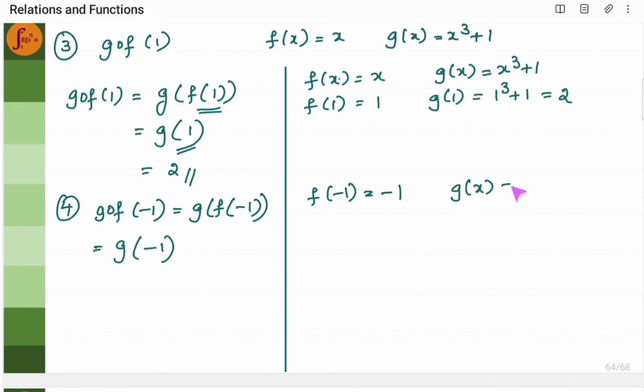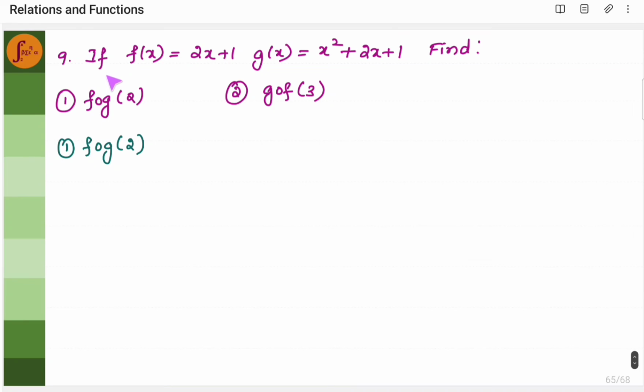G of x is x cube plus 1. I have to find g of minus 1. So g of minus 1 will be, instead of x, I have to put minus 1. So minus 1 the whole cube plus 1. Minus 1 the whole cube is minus 1, plus 1, which is 0. So this is going to be 0.